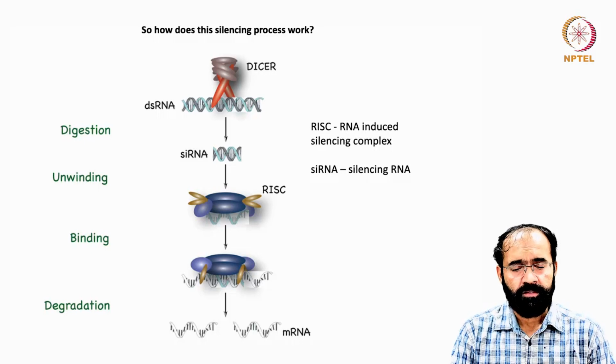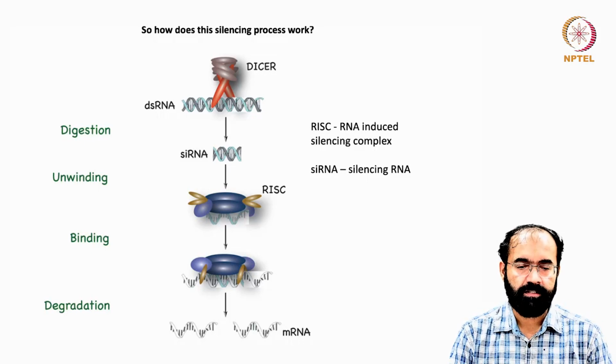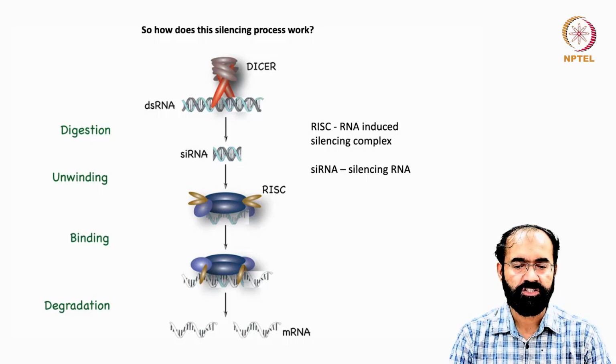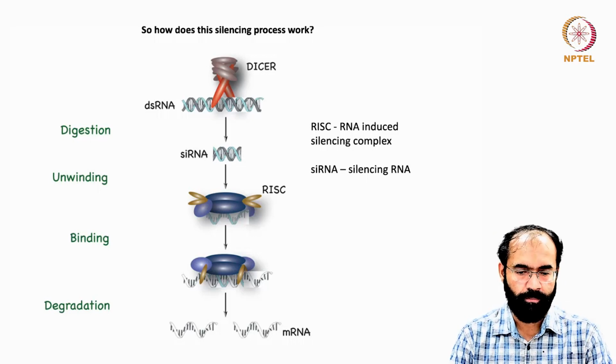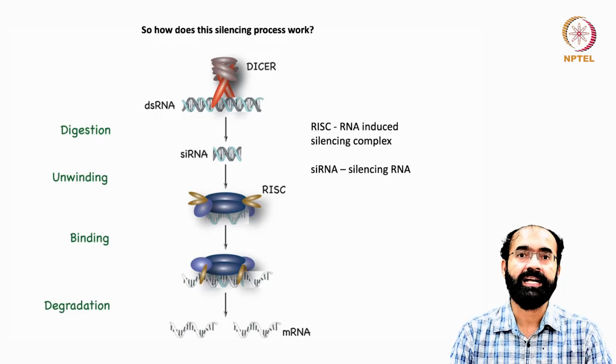So what happens with this microRNA being formed? The RISC is formed, the RNA induced silencing complex, and the siRNA acts as the nucleation point for the silencing event.